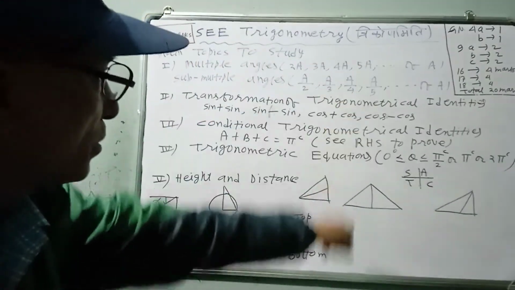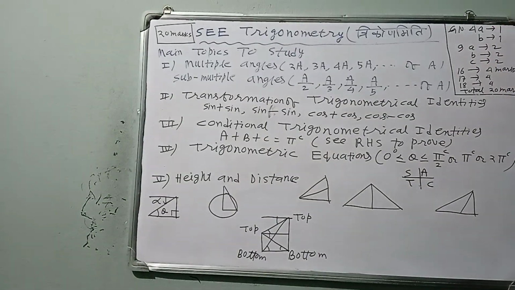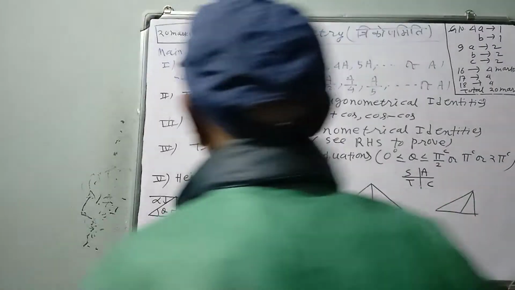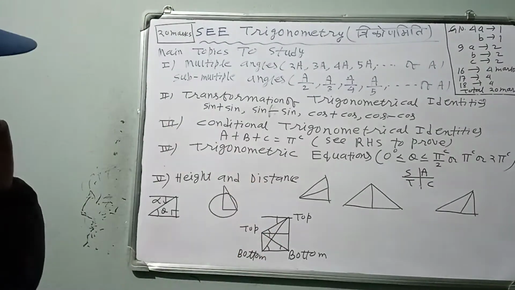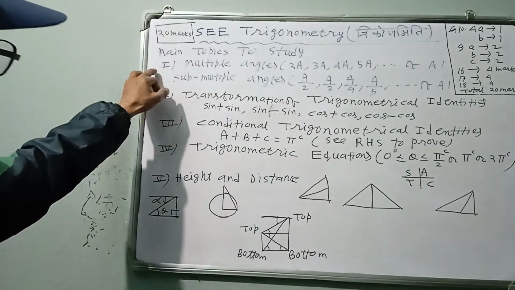20 marks. Altogether, there are some questions. Question number 4A, 1 mark. 4B, 1 mark. Question number 9A, 2 marks. 9B, 2 marks. 9C, 2 marks. Question number 16, long answer, 4 marks. Question number 17, 4 marks. Question number 18, 4 marks. See, altogether 20 marks. Main topics to study in trigonometry are as follows.